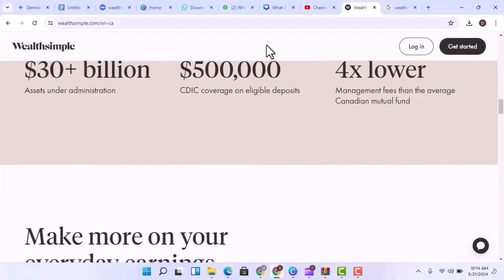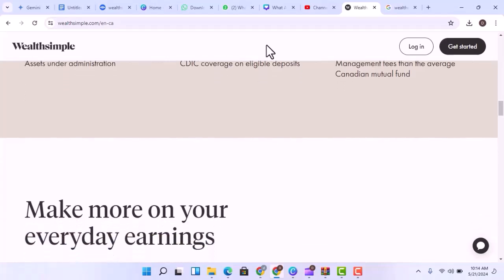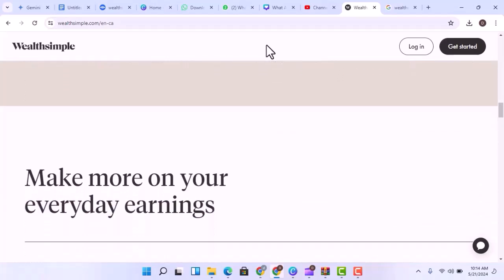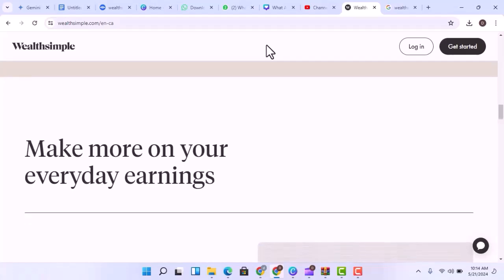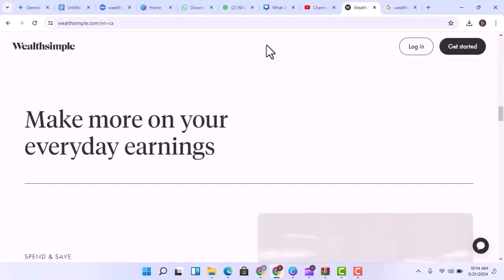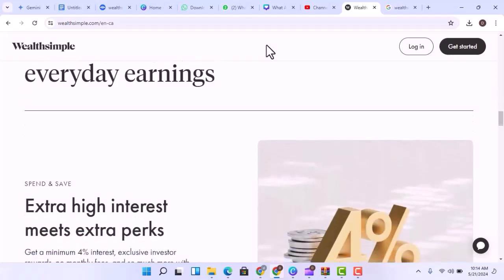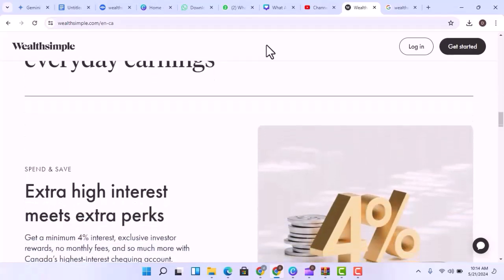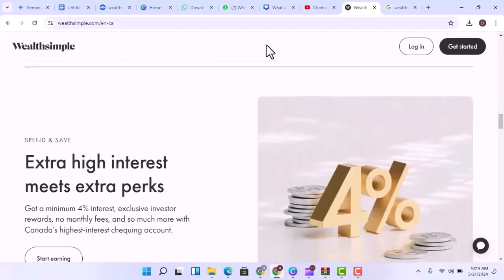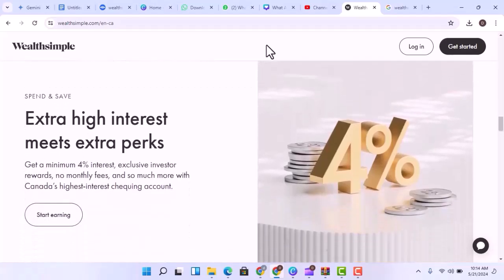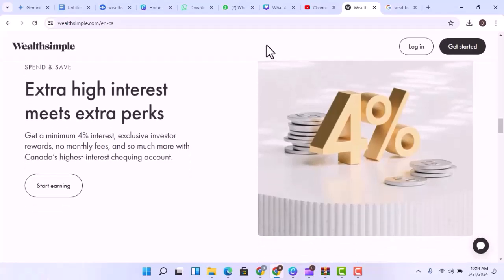Now, what about those situations where you want to bring your existing investments from another brokerage or bank into Wealthsimple? This is where account transfers come into play. Wealthsimple offers what they call institutional account transfers. Basically, you initiate a transfer request, and Wealthsimple works with your other financial institution to move your investments over.